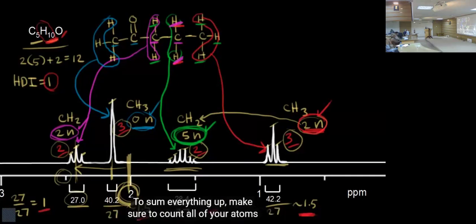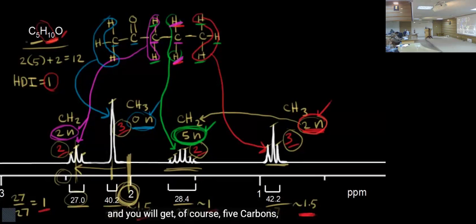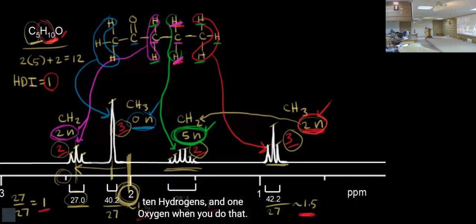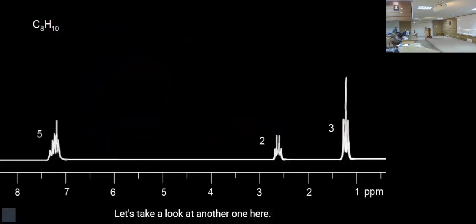And to sum everything up, make sure to count all of your atoms, and you will get, of course, 5 carbons, 10 hydrogens, and 1 oxygen when you do that. So this is the dot structure that we were trying to find. Let's take a look at another one here.